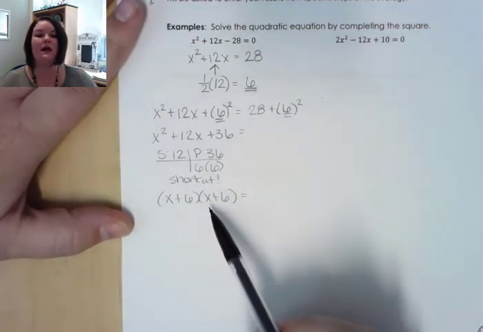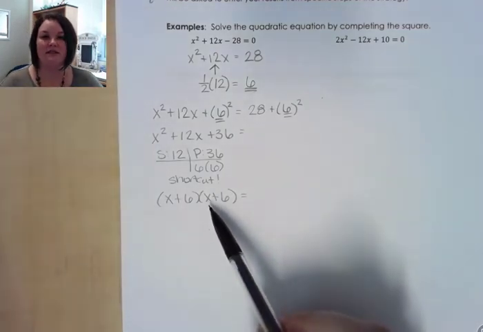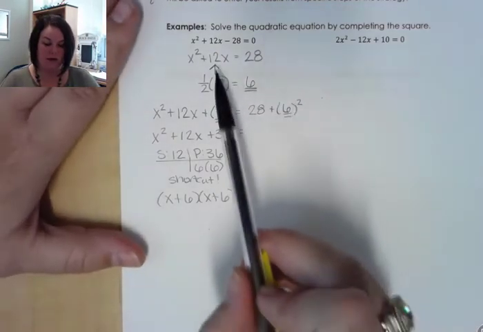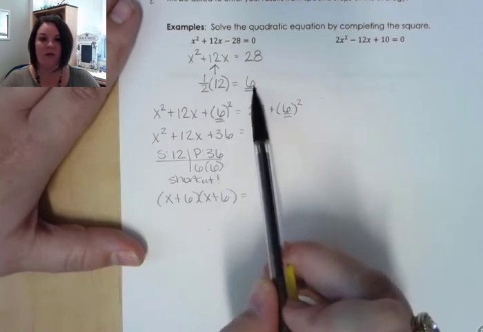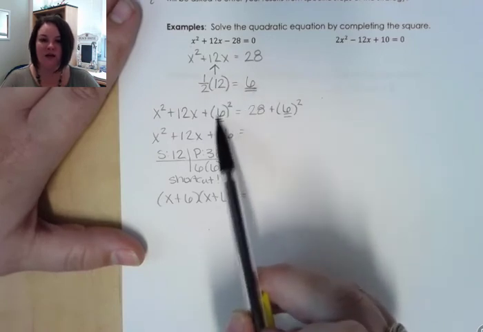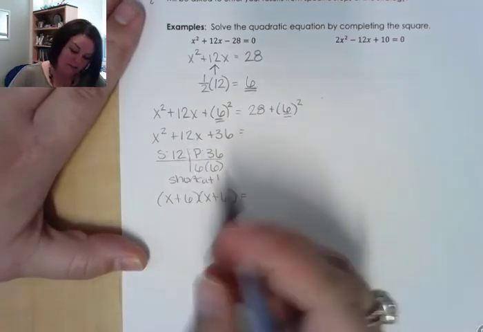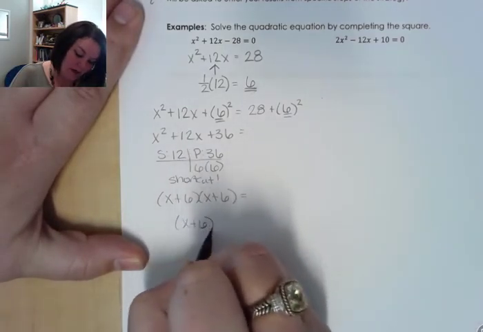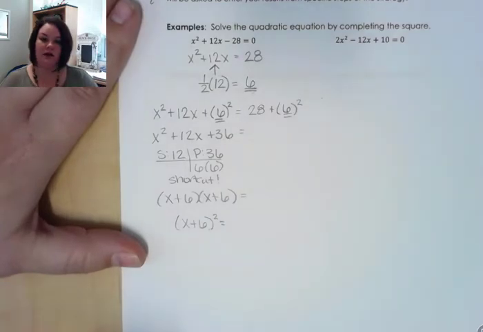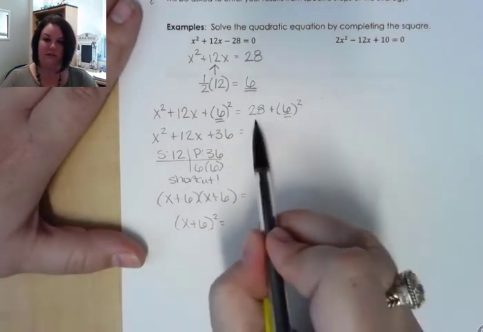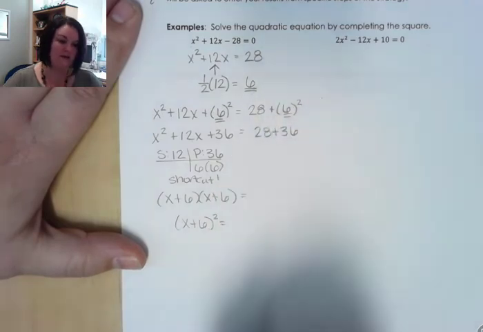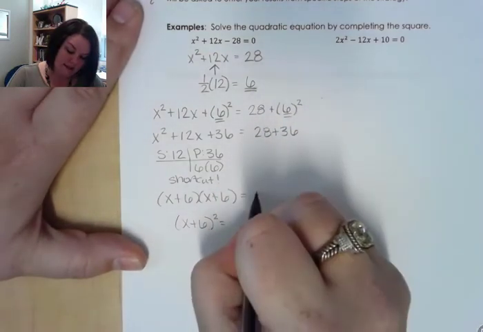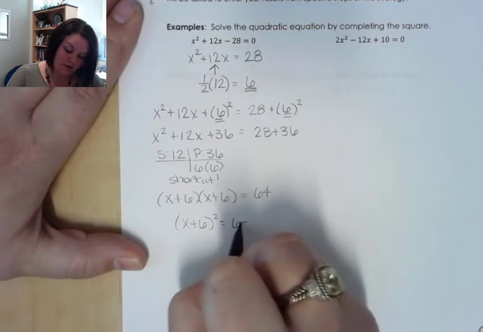Okay, so this is what I mean by it creates a perfect square trinomial: when we take half that x term coefficient, whatever it may be, and we square it and we add it over here, this will always factor into a quantity squared. On the other side, we just combine our numbers. So this gives me 28 plus 36. 28 and 36 is 64, right? So let me go ahead and write that in.